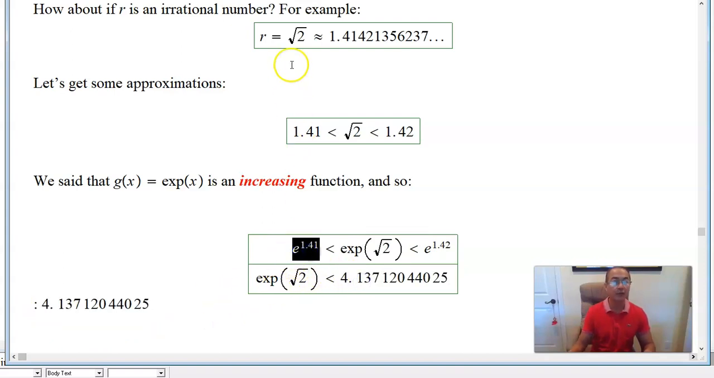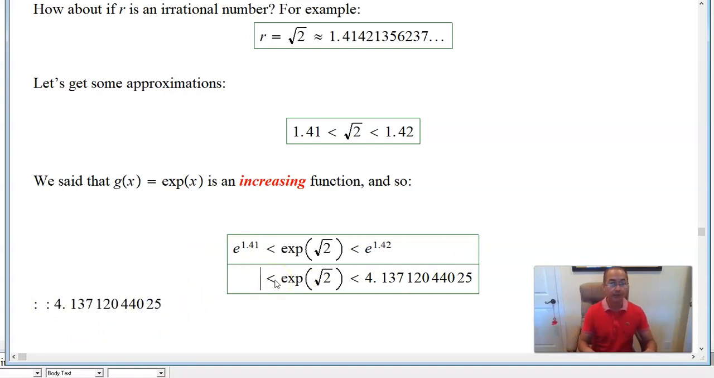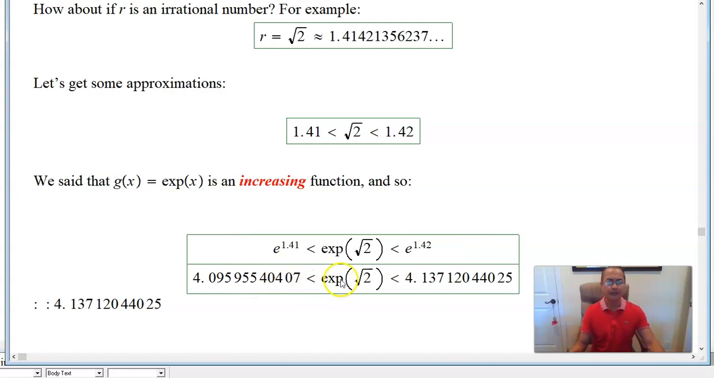And who is this smaller number? It's about 4.09. So there you go. Whatever exponential square root of 2 is, it's bigger than 4.095, but smaller than 4.137. Okay, that's not a very big interval, is it? However, we have more digits here. So would you like to have a more accurate answer?